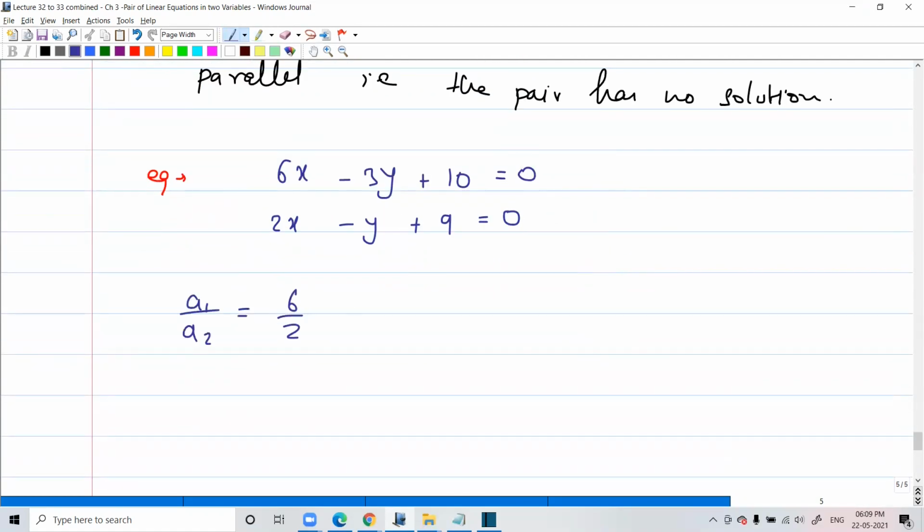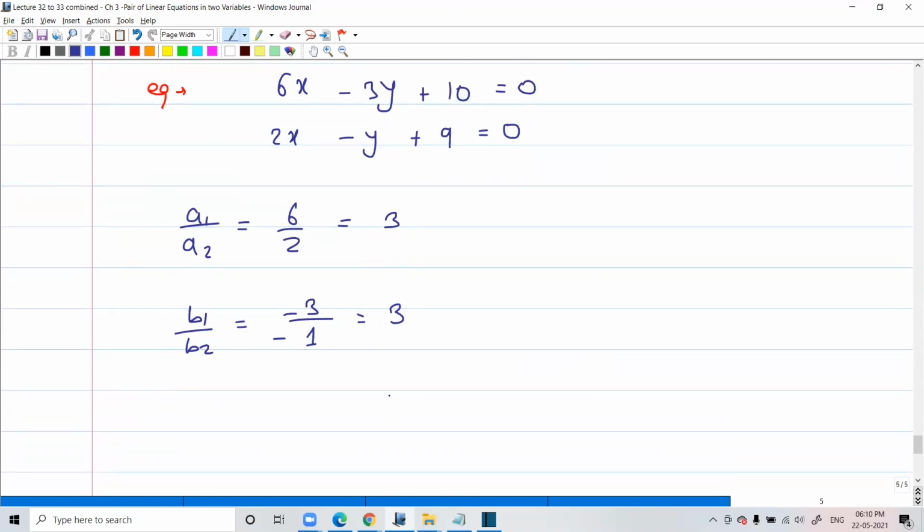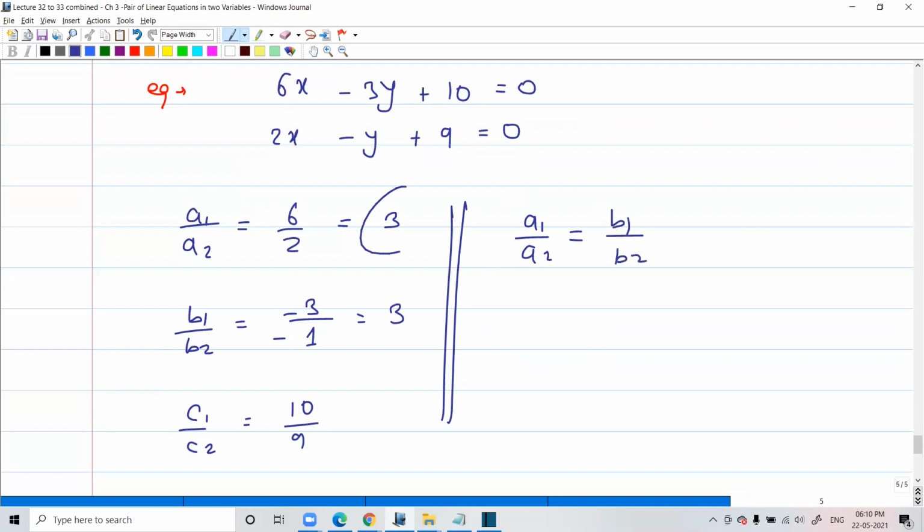So A1 by A2 is 6 by 2, that is 3 by 1. B1 by B2 is minus 3 by minus 1, which is again 3 by 1. Or we can just write it as 3. And C1 by C2 is 10 by 9. So what do we conclude from this? We see that A1 by A2 and B1 by B2, these two are equal, 3 and 3. But this is not equal to the third one, C1 by C2.